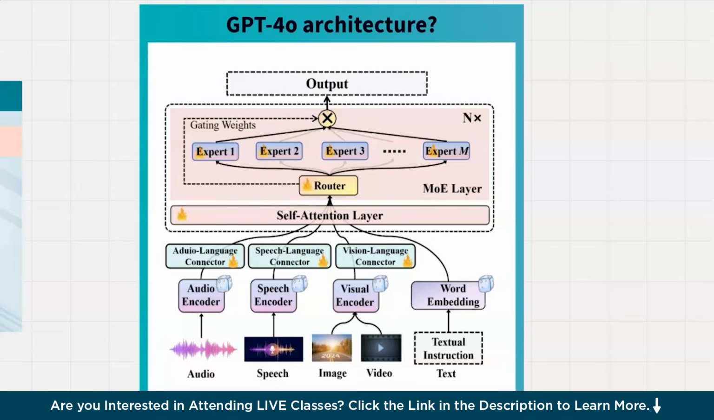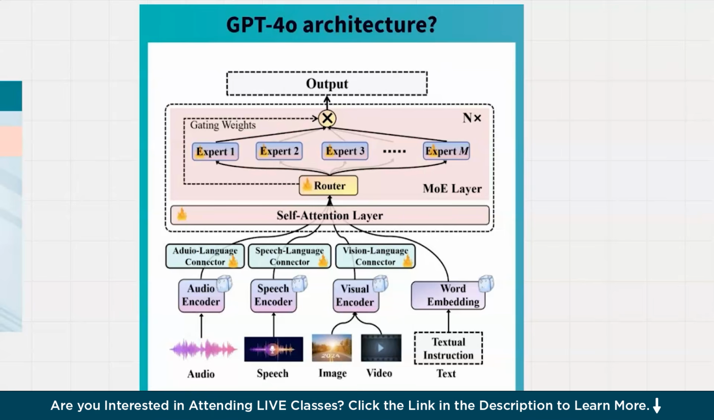Now, GPT-4o actually leverages mixture of experts, or MOE, layers for optimizing computational efficiency. This is where your multiple expert networks, like expert 1, expert 2, expert 3, are assigned to different parts of the input. And there is a router which determines which experts should be activated based on the input type. Next, we have the gating weights, which decide how much influence each expert should have in generating the final output.